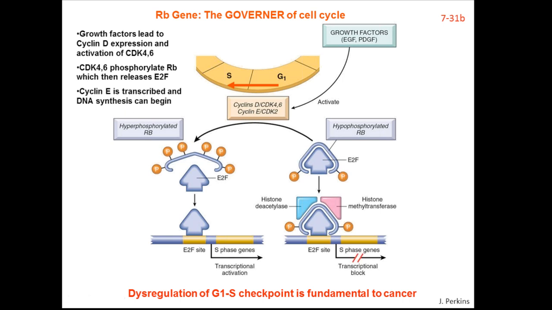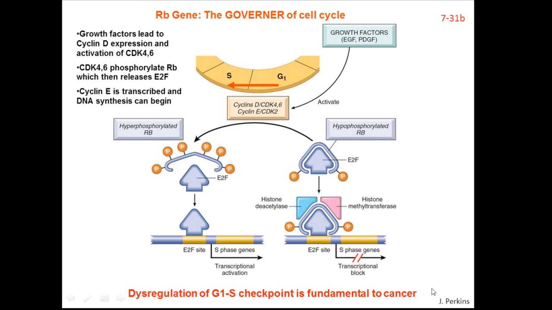Okay. So mutations in the RB gene make them stay in the hyperphosphorylated stage. Okay. This control is lost, and the G1-S block is lost. Now, dysregulation of the G1-S checkpoint is fundamental to cancer.